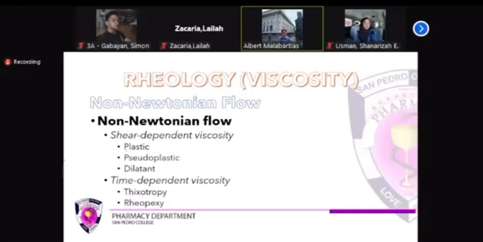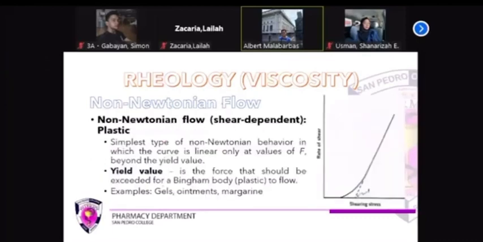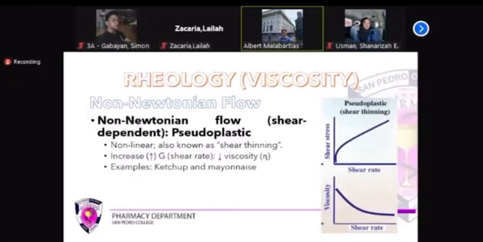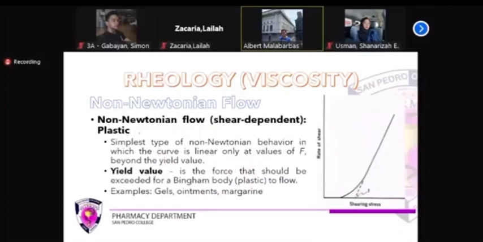Okay, for non-Newtonian, we have two subtypes: shear-dependent and time-dependent viscosity. Under shear-dependent viscosity, we have your plastic, pseudoplastic, and dilatant. Plastic flow is a type of flow wherein you need to overcome the so-called yield value for your liquid to flow. Another name for plastic flow is Bingham bodies. It is demonstrated particularly in ointments.